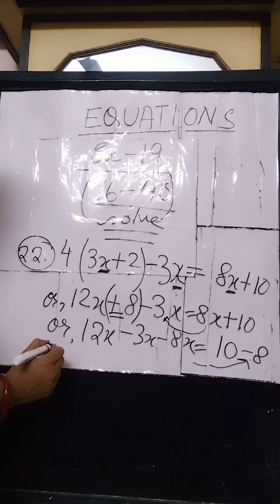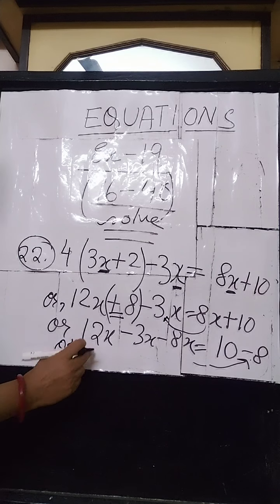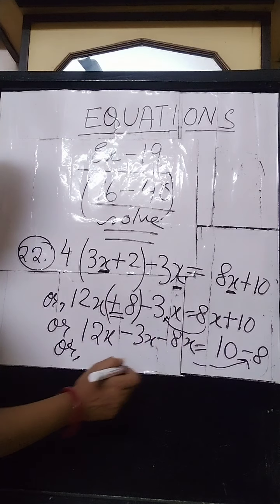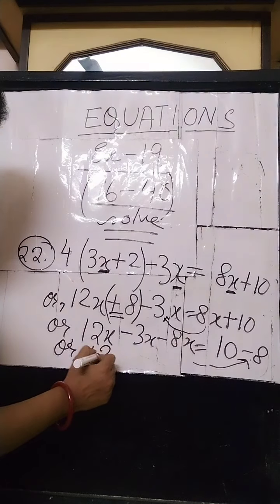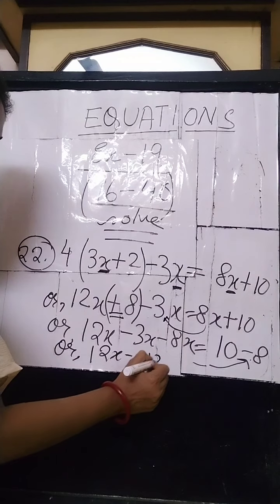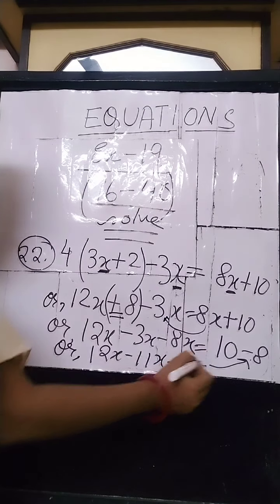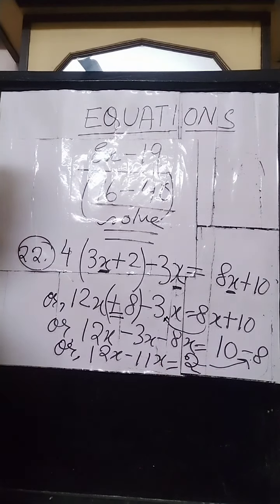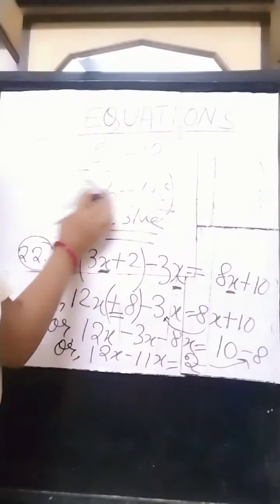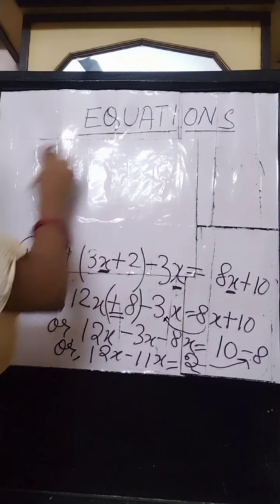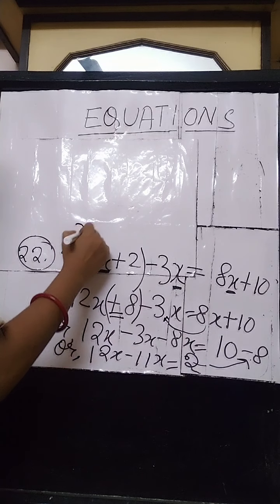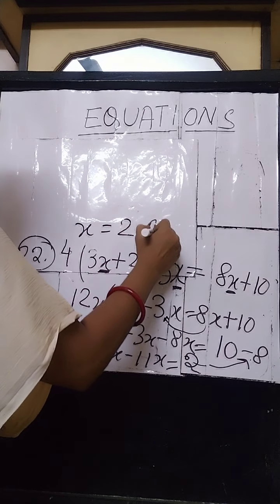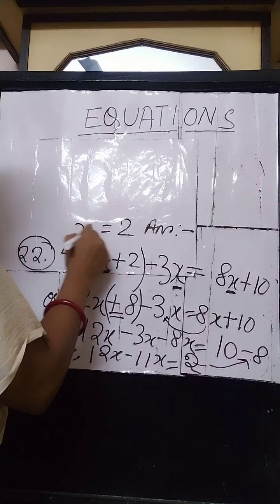So in the next step, we will just add or subtract. 12x minus 3x minus 8x gives you 12x minus 11x, and 10 minus 8 gives you 2. So x equals to 2. The value of x is equal to 2. You can see from here x is equal to 2. So this is the answer. The numerical value of x is 2.